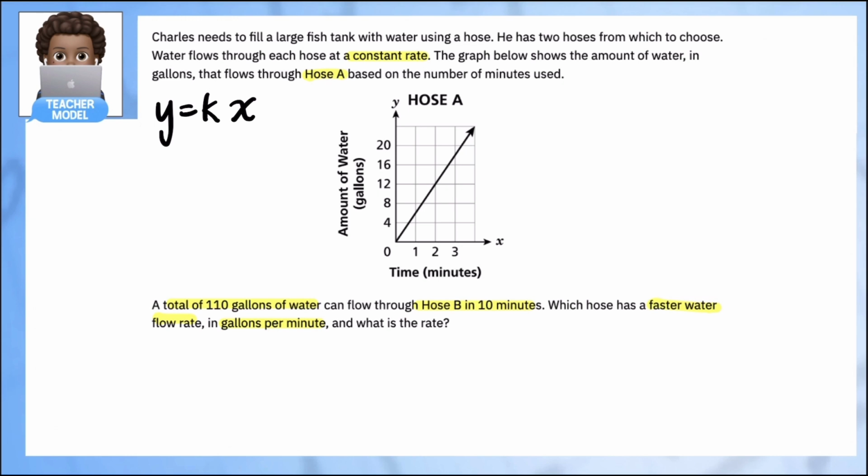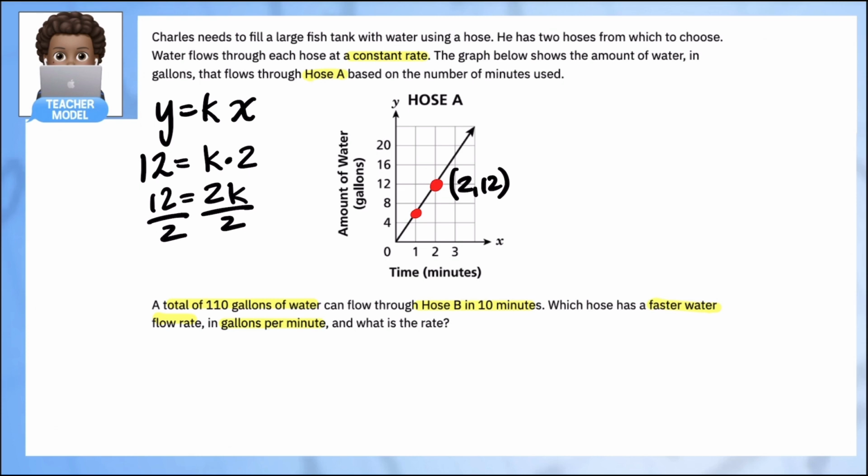I'm going to look for some points. Even though I see 1 minute here is somewhere between 4 and 8, I want to make sure that I'm getting a really accurate number. So I'm going to use this point instead, 2, 12. So let's substitute those in. I'm going to put in 12 for y and k times 2. Let's rewrite that: 12 is equal to 2k. And now I can just simplify this by dividing by 2. So k is equal to 6.